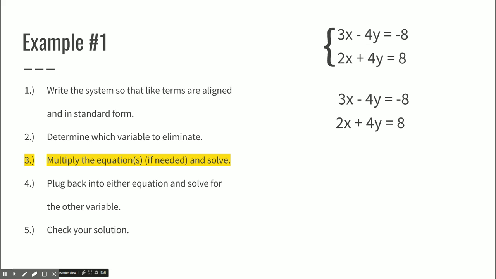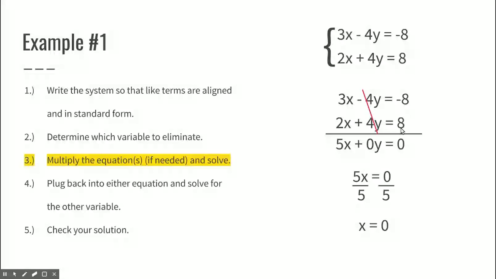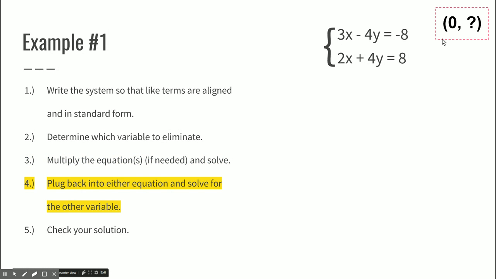Now what we are going to do is start eliminating. And imagine that this is just like adding. Okay, so 3 plus 2 is going to make 5x. These are going to cancel out, which is going to give you 0y. And -8 plus 8 is 0. Now this all simplifies to 5x equals 0. And when you divide both sides by 5, you get x equals 0. So we know one of our solutions is x equals 0. So I'm just going to put that up here for now.